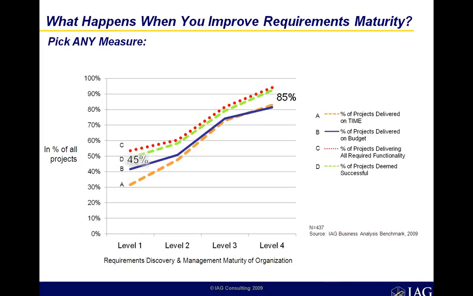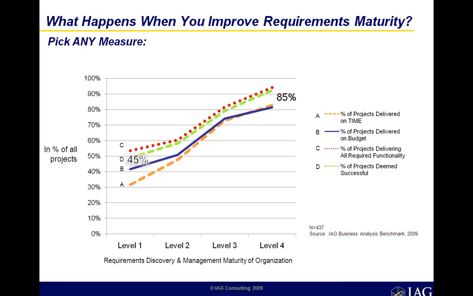Okay, now that you've mentally gone through and picked that, the neat thing about maturing your requirements discovery and management, using the model we talked about there, is that you get all of them. Every single one of those factors is critical. Every single one of those factors drives up significantly as you start going from level 2 to level 3, level 3 to level 4. You get all of them.